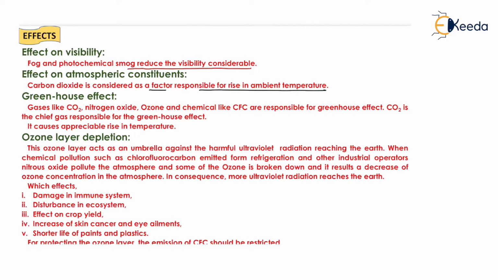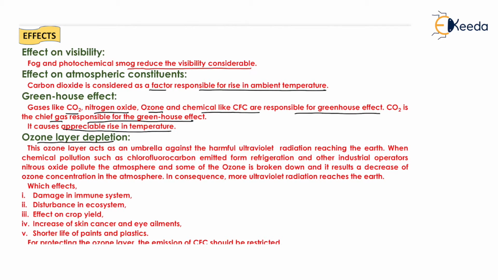Now the next one is the greenhouse effect. Gases like carbon dioxide, nitrogen oxide, ozone and chemicals like chlorofluorocarbon are responsible for the greenhouse effect. Carbon dioxide is the chief gas responsible for the greenhouse effect. Due to the presence of a large amount of carbon dioxide, the temperature of the earth rises appreciably. If the concentration of CO2 is increasing in the atmosphere, then the temperature of the earth is also increasing. Clear? Now the next one will be the ozone layer depletion.